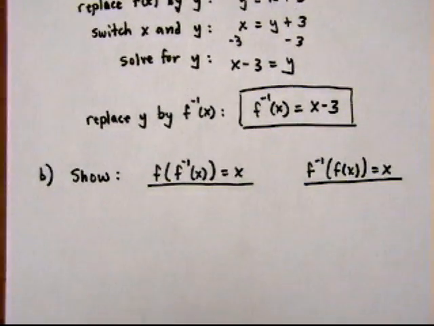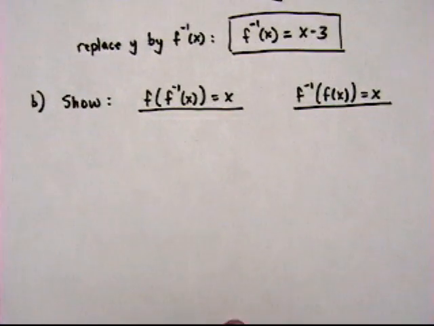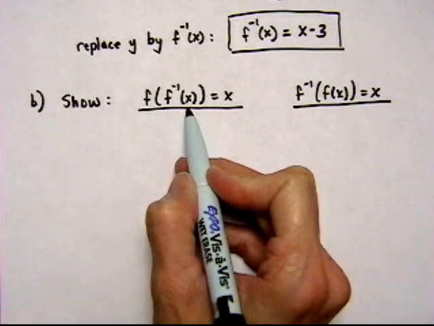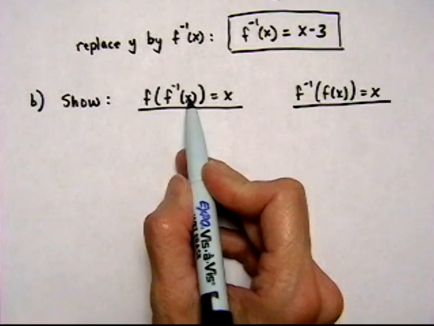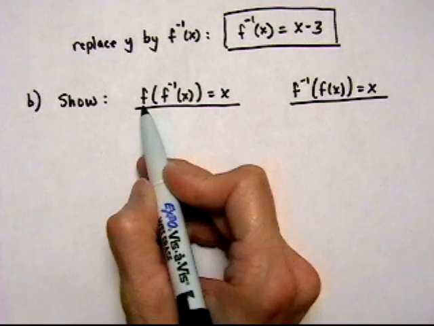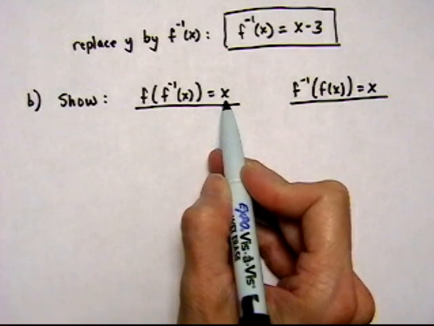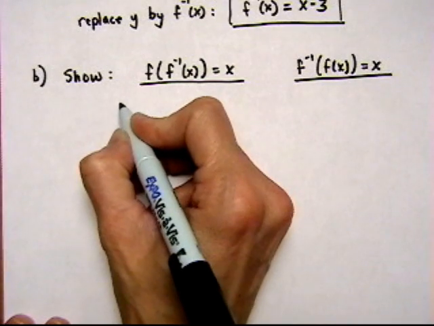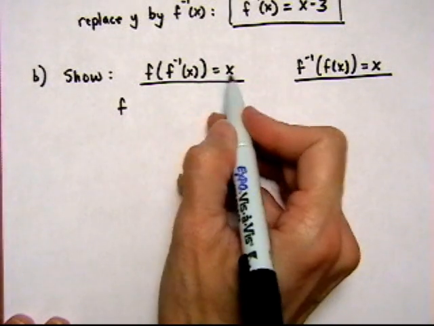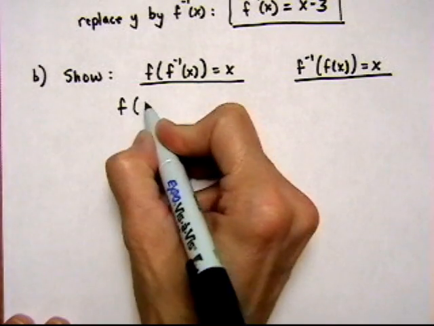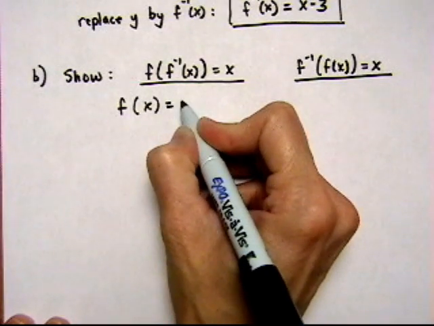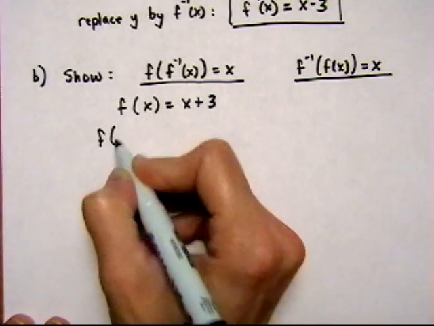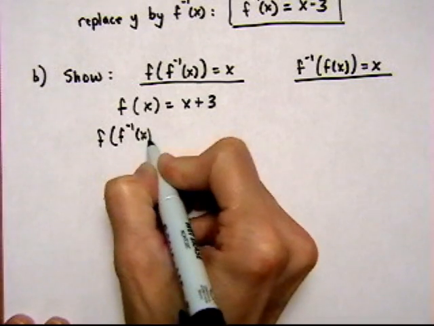Now it's good to verify that we found the correct inverse, and we verify that by checking that f and f inverse undo each other. If I put x into one of them and get an output and use that as the input for the other one, I should get the x back out. So let's show first that f of f inverse of x equals x. We start with f of x, which is equal to x plus 3. That's our original function. And then we want to see what f of f inverse of x equals.